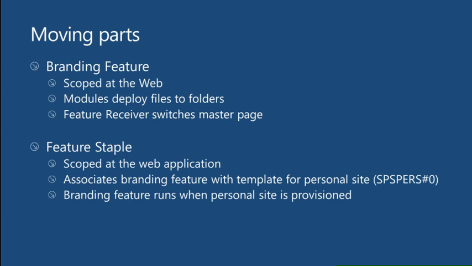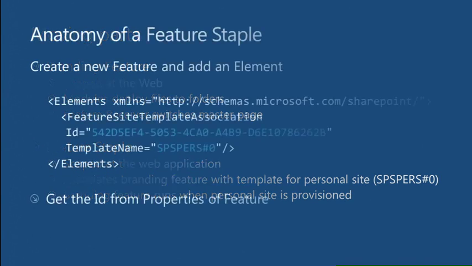In this case, scoped at web, we have various modules that are going to deploy those files to the folders that we need to, like I said, master page gallery and style library, and we have the feature receiver that deploys the master page. Then we have the feature staple that is associated with a personal site template with the name SPSPERS#0. That's just the out-of-the-box template for personal sites. So by stapling it, we don't have to modify it. We can just associate our features in a very non-destructive way.